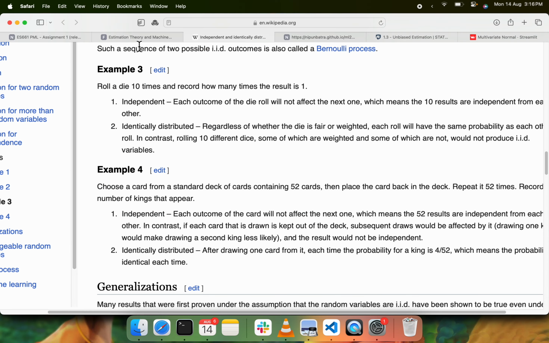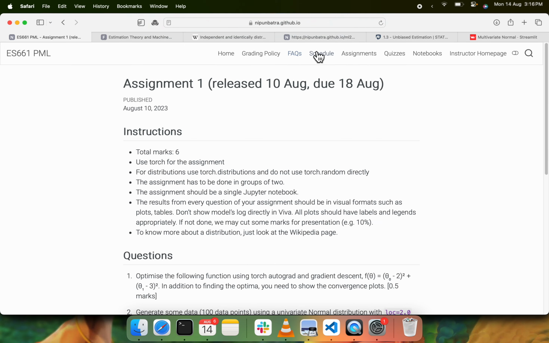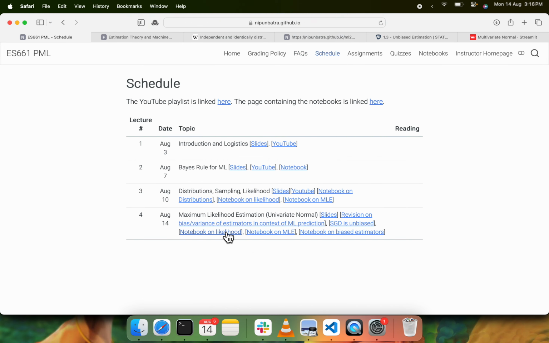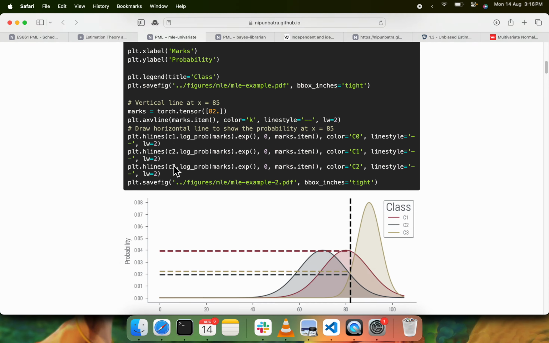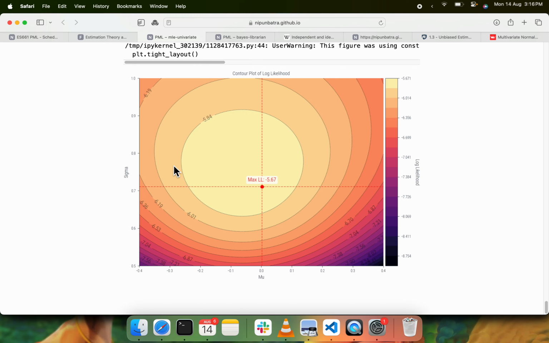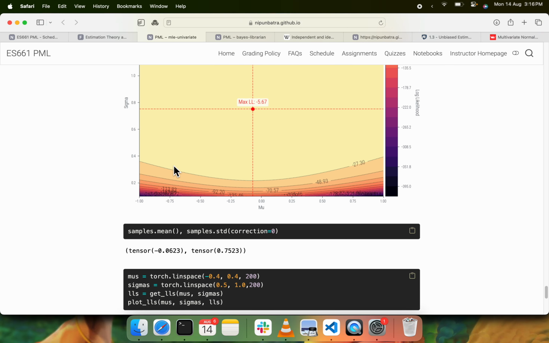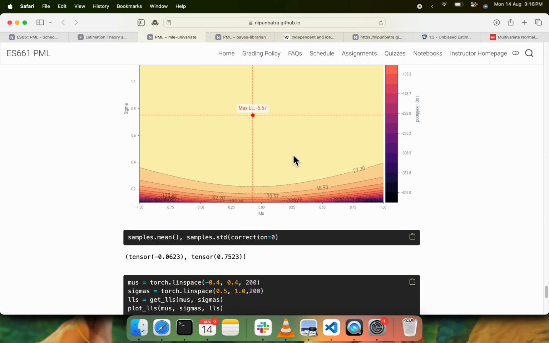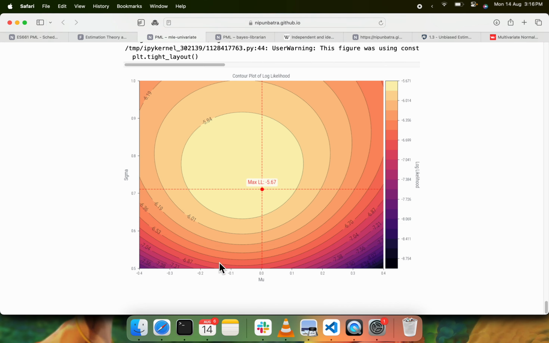Let me actually see if I have the stored version of this to prove my innocence that I had indeed done this correctly. Yes, I had indeed done this correctly. So if you look at this plot, I've restricted the axis a little bit for mu and for sigma. And now you can see the contours and you can see that this particular point has a log likelihood of minus 5.67.